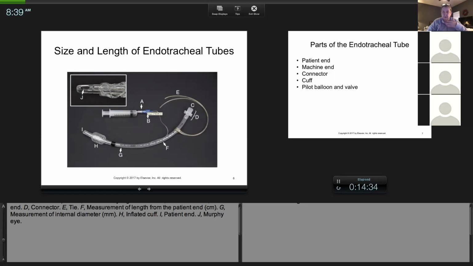That's letter D and letter C. This is what hooks up. You've got the endotracheal tube, the machine end, and D is the connector. That's what hooks up. Letter E is this kind of string right here.